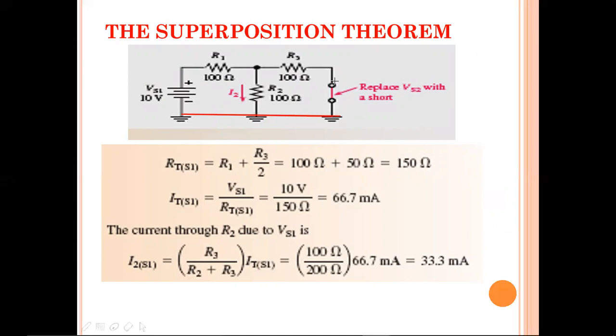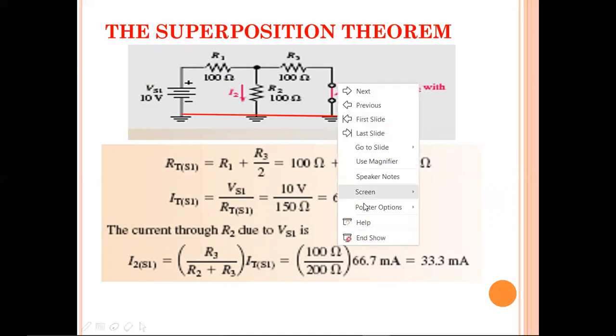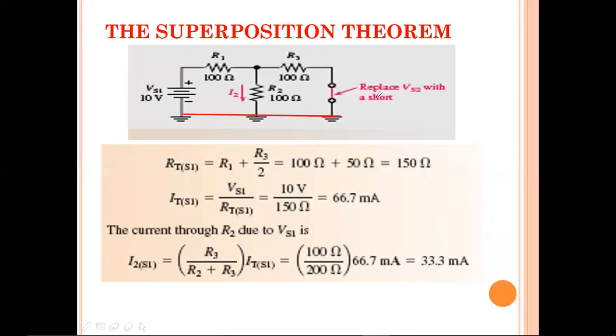Now my first step: replace VS2 with the internal resistance, that is short circuiting. Then for finding the current through this R2, first you require the current drawn by this entire circuit, that is the total current. You can assume that is total current IT of source S1. Whatever is assumed, I'm mentioning IT of source S1. Then you will get the total current, which I mentioned here.